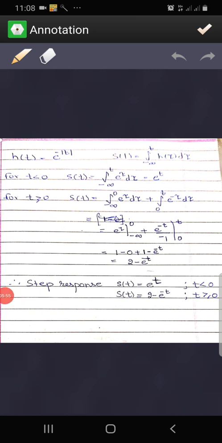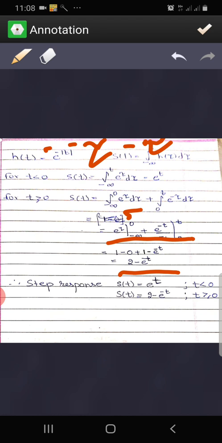Now for t greater than 0, s of t is equal to the integral, split into two, because e raised to mod of t, for t less than 0 it is minus t, for t greater than 0 it is plus t. Therefore substitute that. Here in place of t we are taking tau, minus infinity to 0 e raised to plus tau, and for t greater than 0, mod value gives minus tau, therefore e raised to minus tau. Now apply the limits and substitute here, you get 2 minus e raised to minus t. Therefore step response s of t is equal to e raised to t for t less than 0 and 2 minus e raised to minus t for t greater than 0.